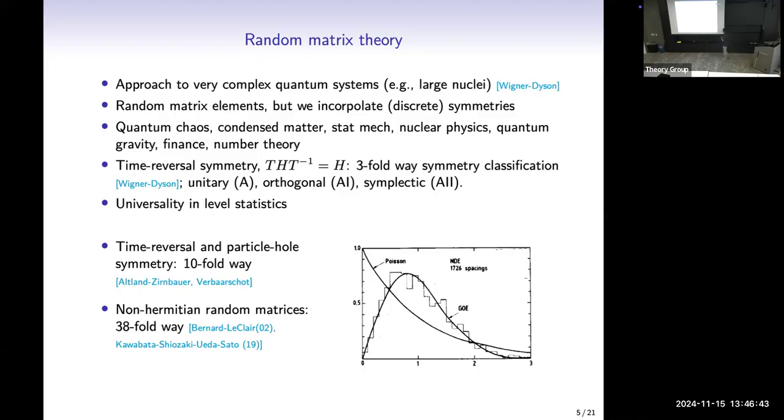For my purpose today, I need to extend this framework a little bit because I'll try to discuss non-unitary time evolution and hence non-Hermitian random matrix theory. First, even before adding non-Hermiticity, regular random matrix theory can be extended by considering a particle-hole symmetry as well.